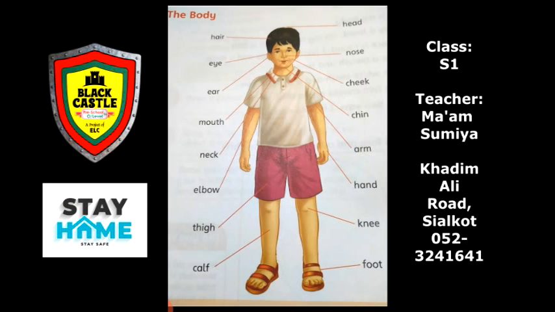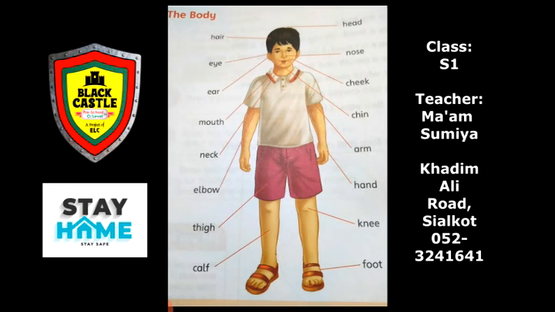Arm. Hand. Elbow. Thigh. Knee. While pronouncing knee, the K is silent. Calf. And the last word is foot. Palm.